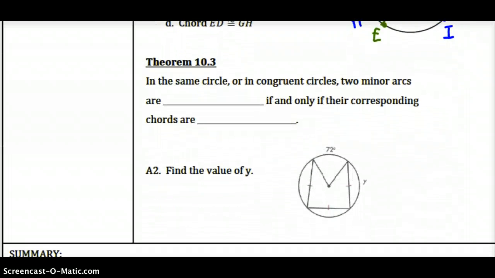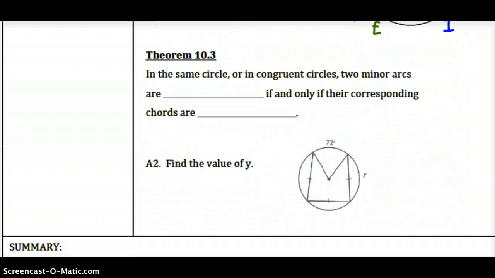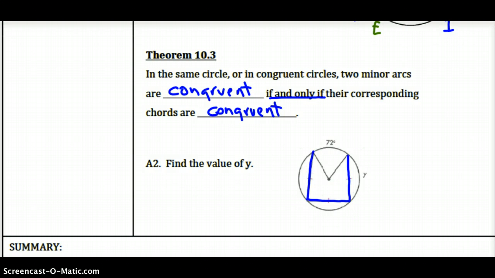Continuing here, theorem 10.3. In the same circle, or in congruent circles, two minor arcs are congruent if and only if their corresponding chords are congruent. Now remember, an if and only if is a very strong statement called a biconditional statement. Now keeping that in mind here, looks like I have a chord, and a chord. These other two are radii. They are congruent, which means their arc measure is congruent.